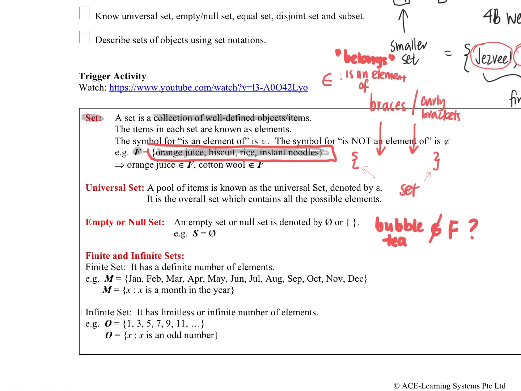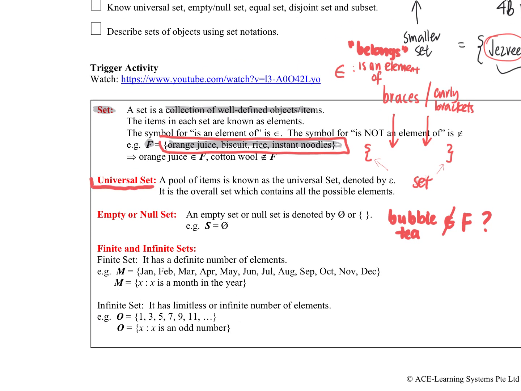Okay? Then universal set, just now I told you already, right? It's the bigger set of everything. Like when we say junk food, then everything that belongs to junk food falls in the universal set. And then you can sort of categorize it as a smaller set like fast food or like snacks. Okay, you can section them out, but the universal set is junk food. Okay, there must be a bigger set.